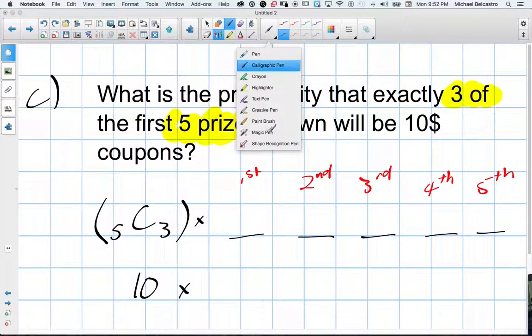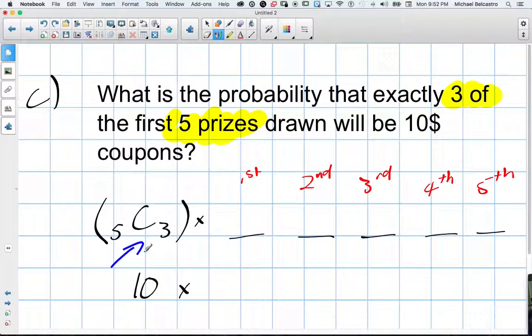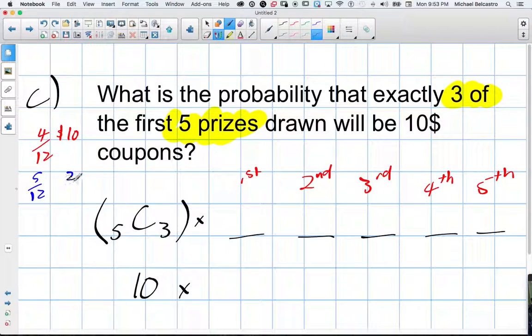So assuming that this counts for all the different possibilities, we just have to figure out all the probabilities. And remember, the probabilities are dependent. So I'll bring our values back again. I think we had a 4 in 12 chance of a $10 coupon, a 5 in 12 chance of a $20 coupon, and a 3 in 12 chance of a $50 coupon.